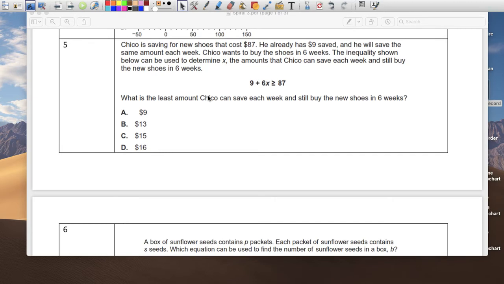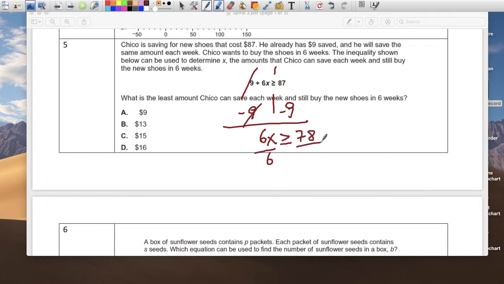Chico is saving for new shoes that cost $87. He already has $9. He will save the same amount each week. Chico wants to buy the shoes in 6 weeks. Okay, so what's the least amount? Well, we gotta solve this. So minus 9 here. Let me draw a line in the middle. Minus 9. That 9 goes away. 6x comes down, greater or equal. And 87 minus 9 is 78.